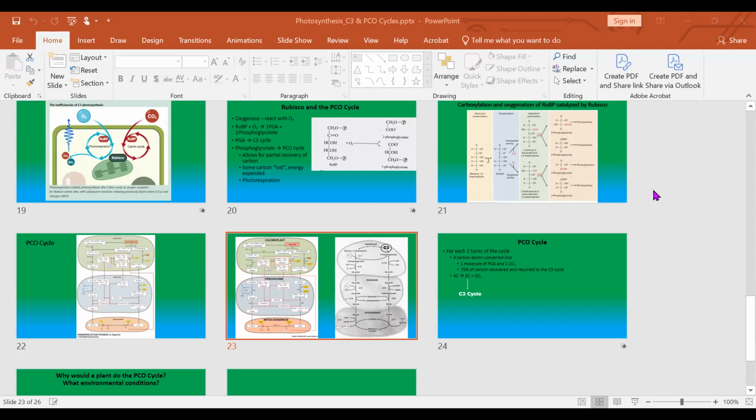Ultimately, both the C4 and the CAM are just a way for the plant to make sure that the Rubisco enzyme is bathed or flooded with a lot of carbon dioxide and very little or no oxygen. Even if it's really, really hot out or drought time, they're still good at minimizing oxygen coming into Rubisco's active site. Questions on the C4 or the CAM?